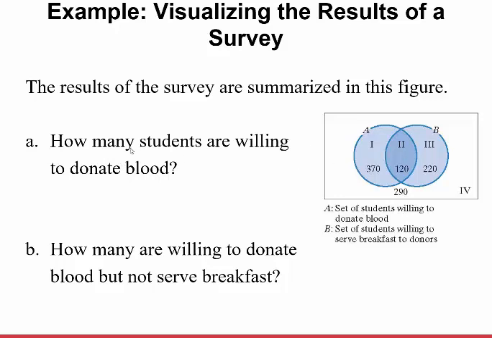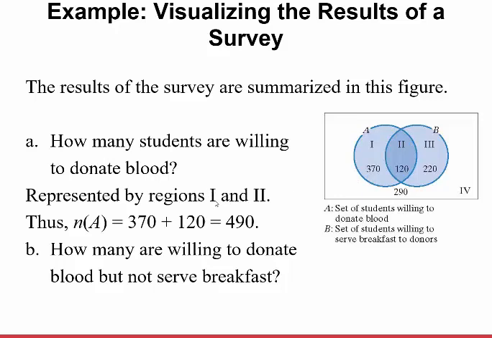And outside here, region 4, what does that represent? That's the elements neither in A nor B. Okay, so basically students not willing to do either. Okay, so how many students are willing to donate blood? Well, that's the students in set A. So that's represented by regions 1 and 2. So the number of elements in set A, well, it's 370 plus 120. There were 490 students willing to donate blood.